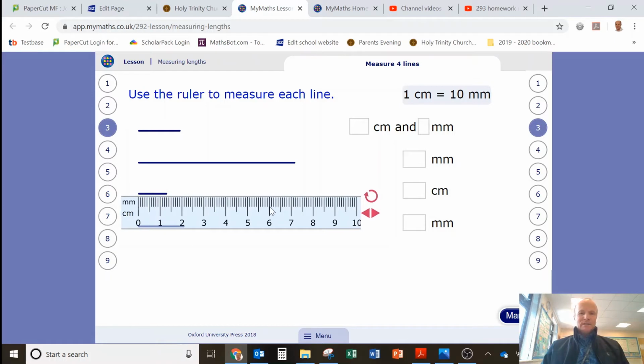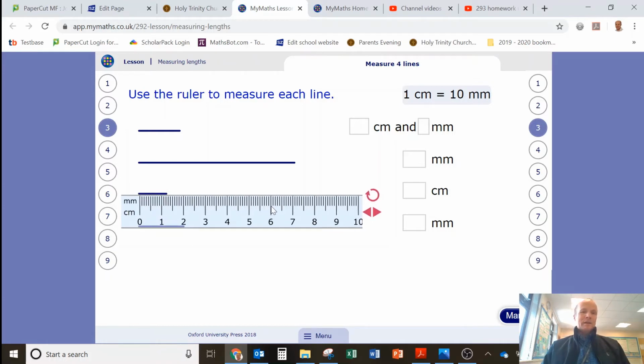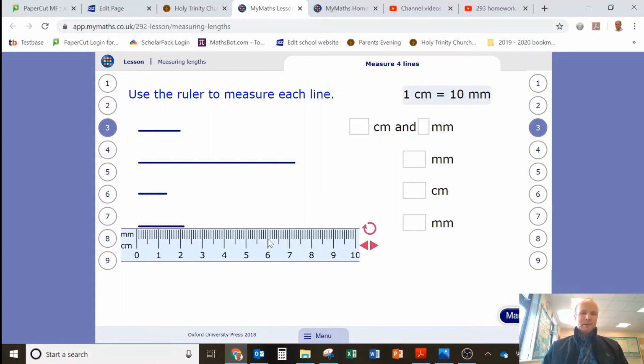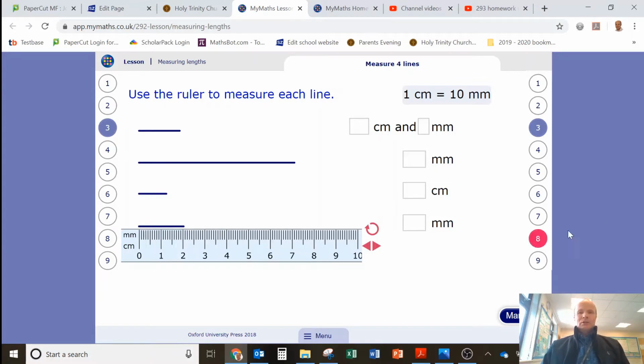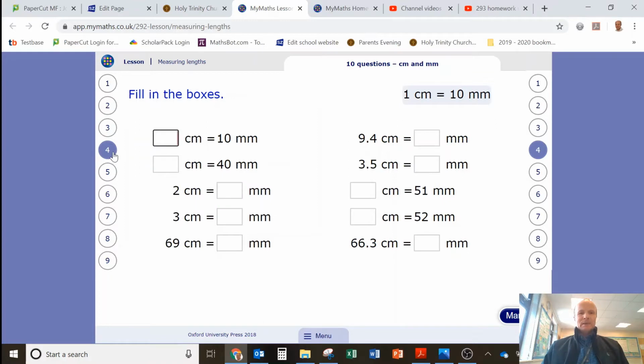This third one, we need to give it in centimeters, so it's going to be something point something, and the final one's going to be in millimeters, so it's going to be 10, 20, 20 something. You need to have a practice and make sure you can get the answers correct. This section here we're going to practice in the homework part.